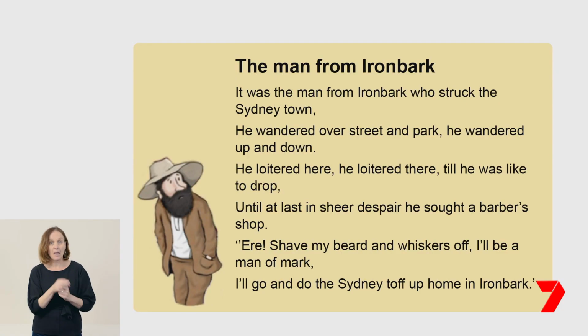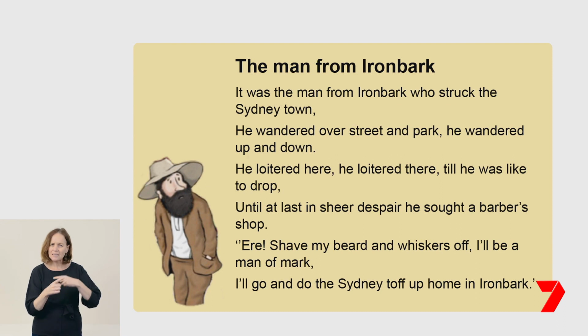The orientation provides us with some information about the type of person the man from Ironbark is. It is in the orientation where we get a sense of his character and how comfortable he is with himself and his place in Sydney. Let's reread the beginning of the orientation, thinking about his personality. "It was the man from Ironbark who struck the Sydney town. He wandered over street and park, he wandered up and down. He loitered here, he loitered there, till he was like to drop."